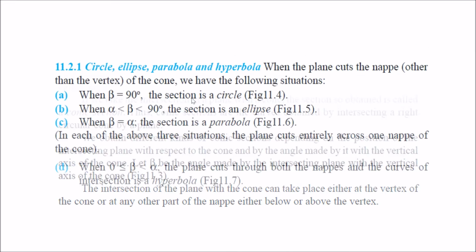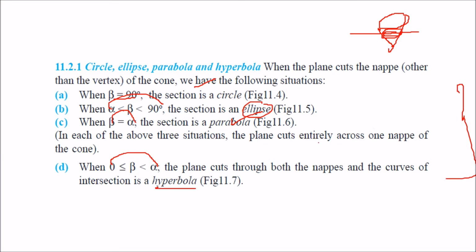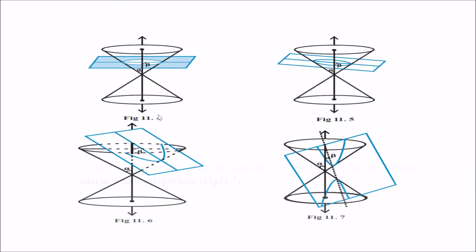Let us see how. First of all, if beta is 90 degrees, it is of course a circle. You have this cone and a plane like this, so it creates a circle. If beta is between alpha and 90 degrees, it is going to be an ellipse. If beta is equal to alpha, it will be a parabola. And if beta is between 0 and alpha, it gives you a hyperbola. Don't worry about this, you will understand it quite clearly in the later sections.